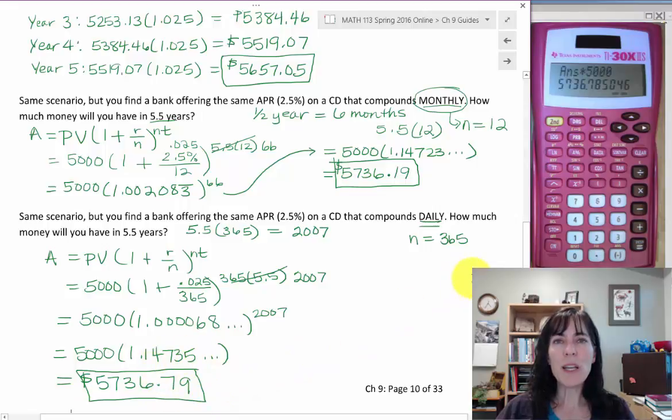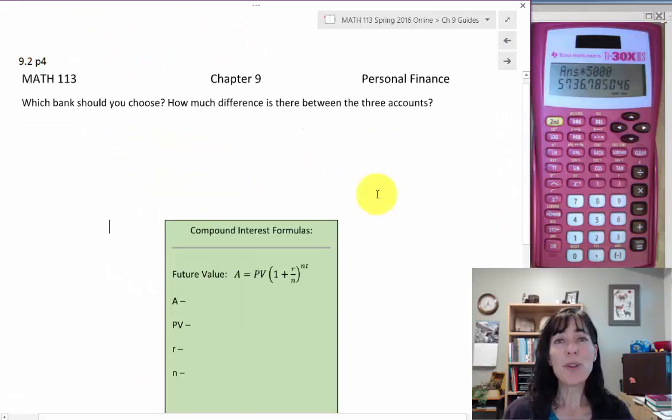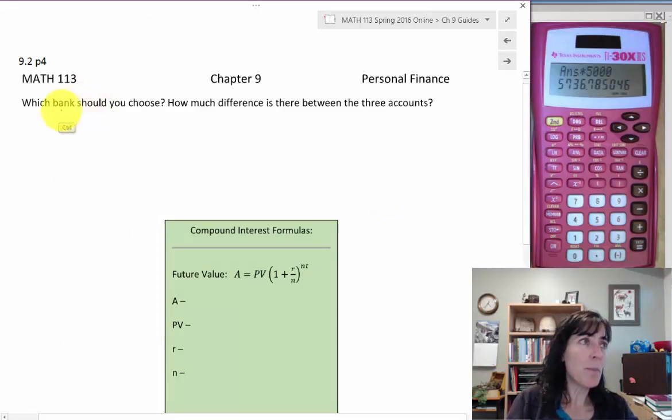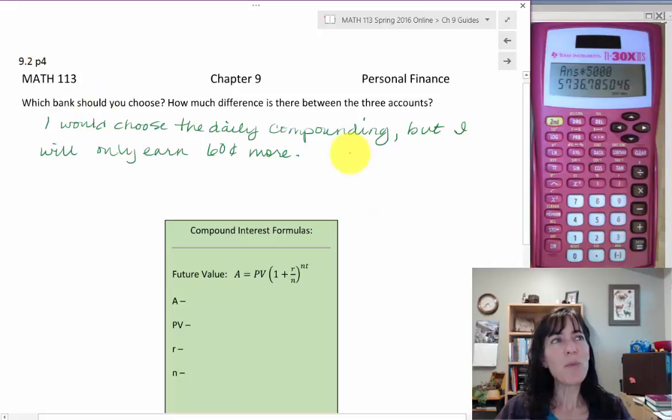And you'll see that as you increase the number of years and or as you increase your starting balance, there will be a bigger difference between monthly and daily. But with 5,000 and 5 years, it's not large enough on either side to give you the really big differences. So then the question that we were just talking about, which bank would you choose? I would choose the daily compounding, but I'll only earn 60 cents more.